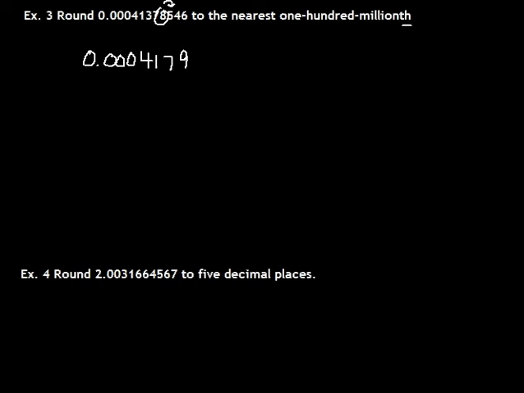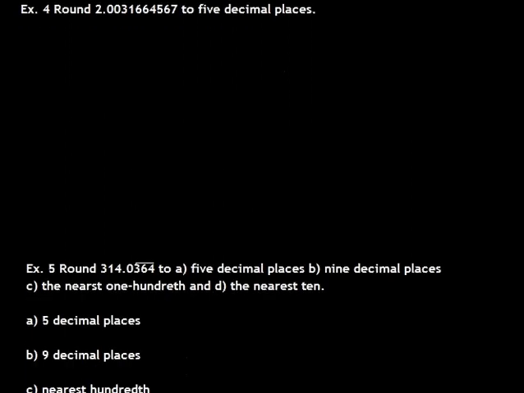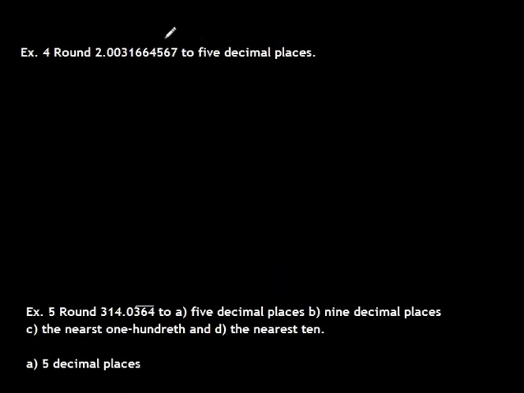Let's keep going. This is a little bit different. It says round to 5 decimal places. So we count off 5 decimal places: 1, 2, 3, 4, 5. So we're going to chop it off right here. But in order to do that, we need to see if we round up or if we keep it at the same number. And since the next number is bigger than 5, that means we're going to round it up. So we're just going to write 2.00317. And that's your final answer.